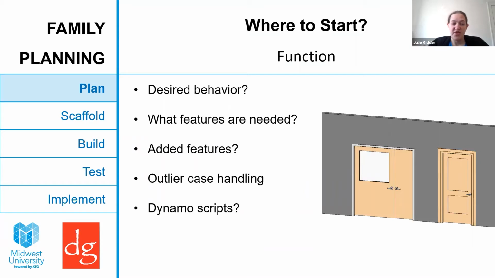What is your function? So how does that family need to behave? What features are you needing? Are there ones that are new? If they're new, you may want to start testing those before you start building the family and decide how they're going to work and integrate them back into a whole family. What are your outlier cases and how might they be handled? Are you going to be using Dynamo scripts? If you aren't familiar with Dynamo and you really want to use it, start playing around with that. Understand what you can pull out of a model and how that might need to work.